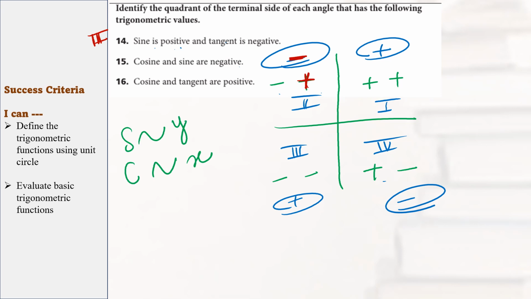Cosine and sine are negative. So where are cosine and sine negative? Both are negative in the third quadrant. Cosine and tangent both are positive, meaning x is positive and tangent is positive. Okay, so it is our first quadrant.